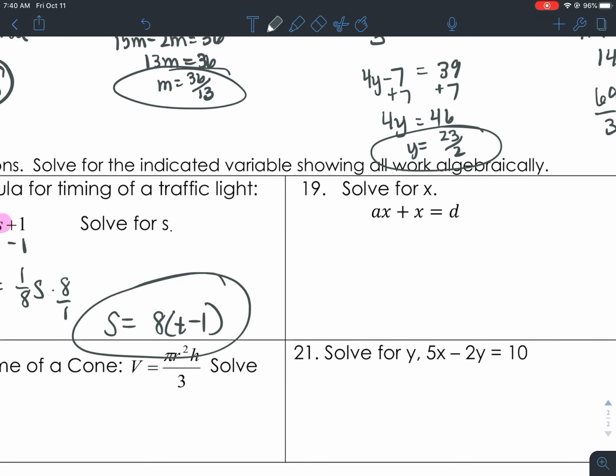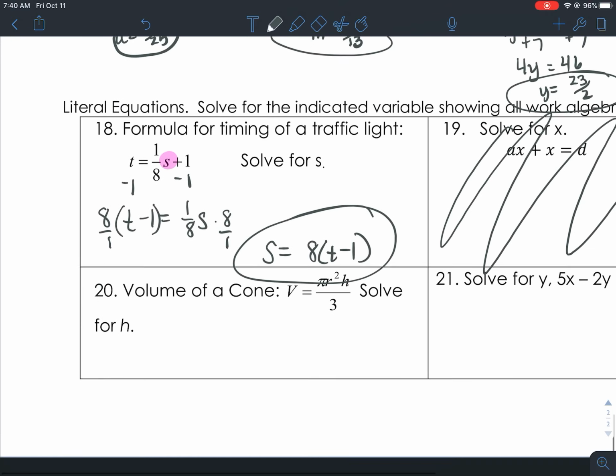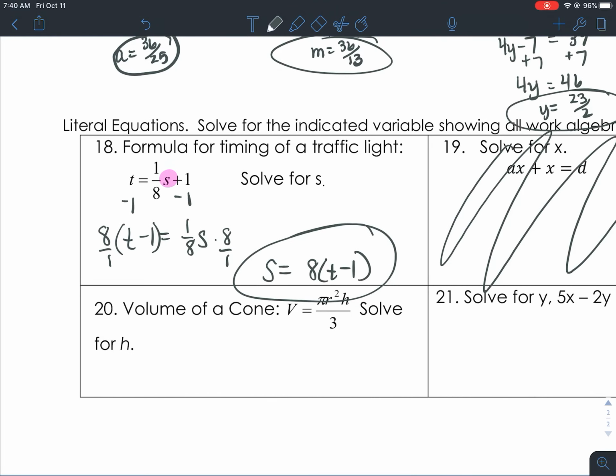Okay, we're actually going to not do this one. I believe I told you not to do that in class, hopefully, if I remembered. Volume of a cone, solve for h. So we're going to multiply by 3. 3v equals pi r squared h, and then we'll divide by pi r squared on both sides.